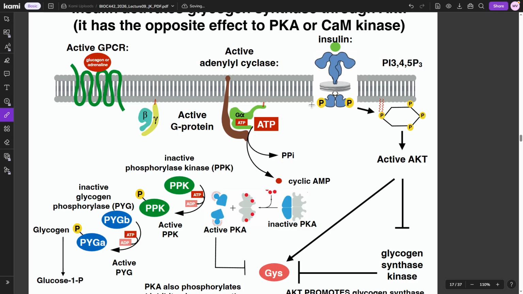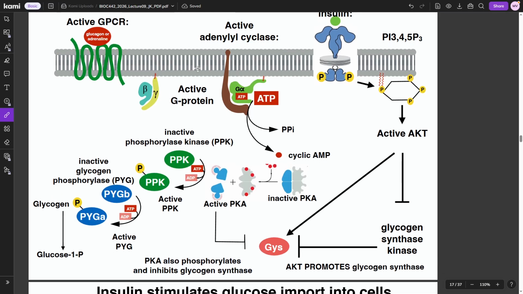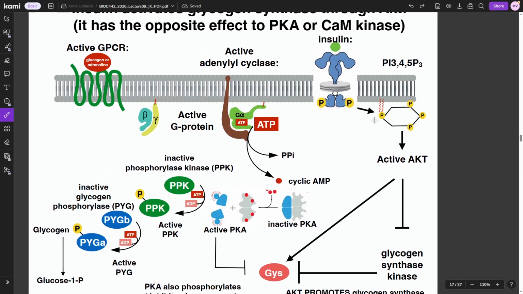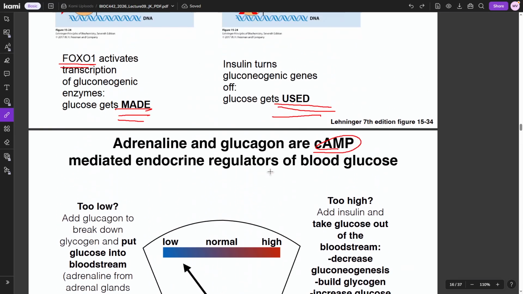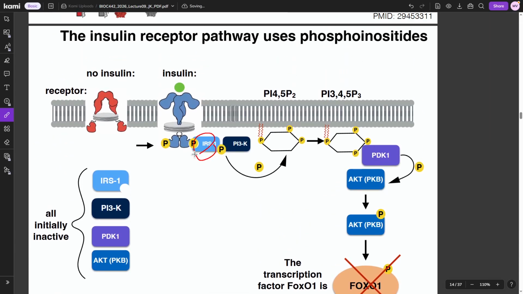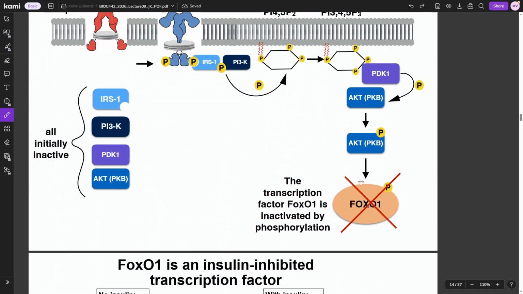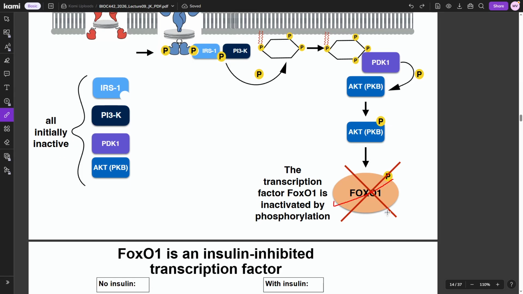So now we can add to our image what goes on. We already have glucagon or adrenaline. Remember, it goes through this pathway and does all of this. But now we have an extra thing here with insulin. So insulin dimerizes the RTKs, remember? Those RTKs then activate IRS1, and then IRS1 binds to PI3K. This phosphorylates PIP2 to PIP3. This then activates PDK1, which phosphorylates protein kinase B. And then protein kinase B phosphorylates FOXO1 and degrades it.